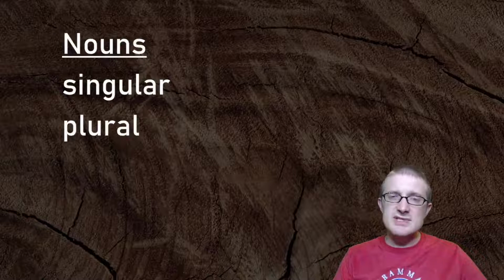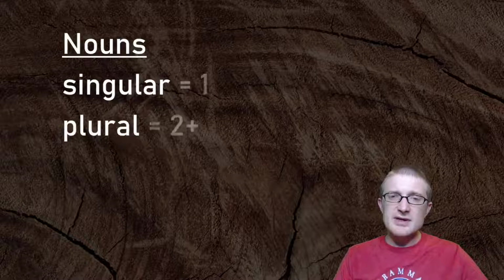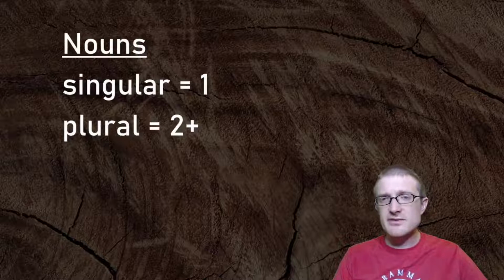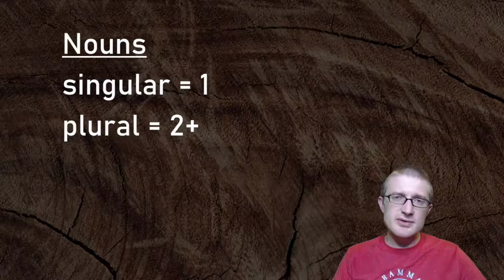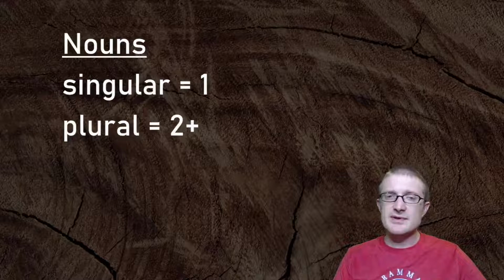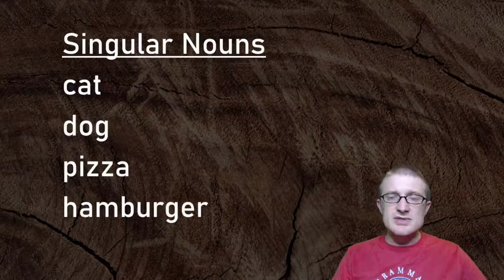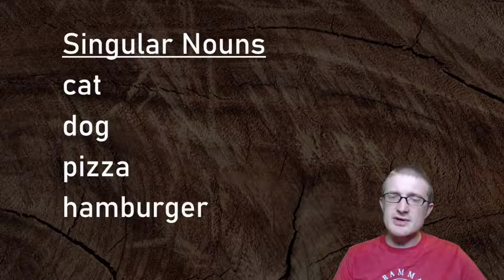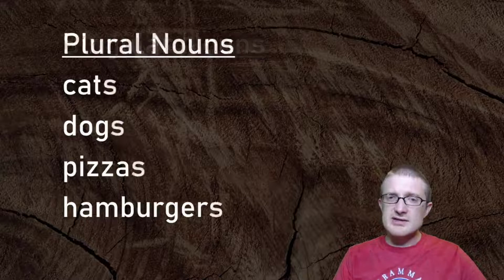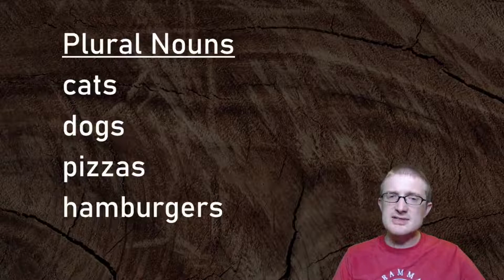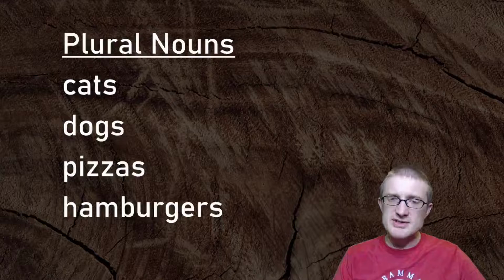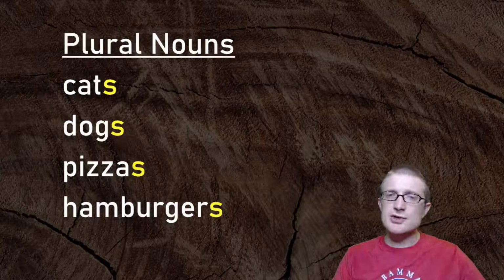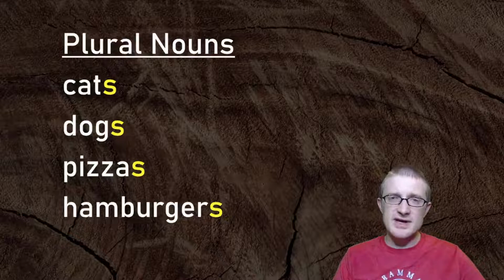Nouns are also singular or plural. That just means one and more than one. Two, three, four, five. So singular means one and plural means more than one. So singular nouns, we're talking about a cat, a dog, a pizza, a hamburger, just one. Or we can talk about cats, dogs, pizzas, hamburgers. And it's important to get that S sound on the end to show that we're talking about more than one thing.